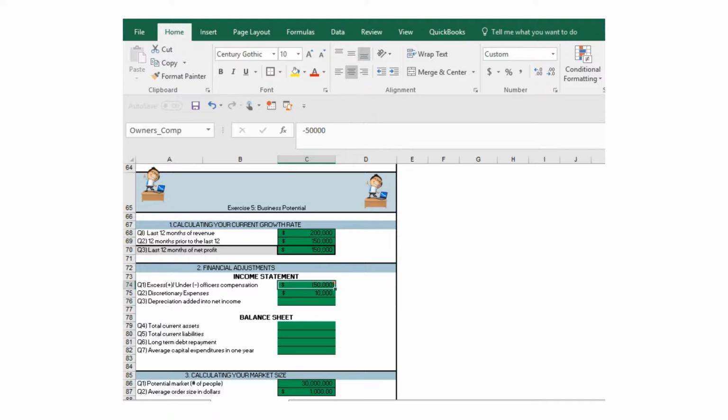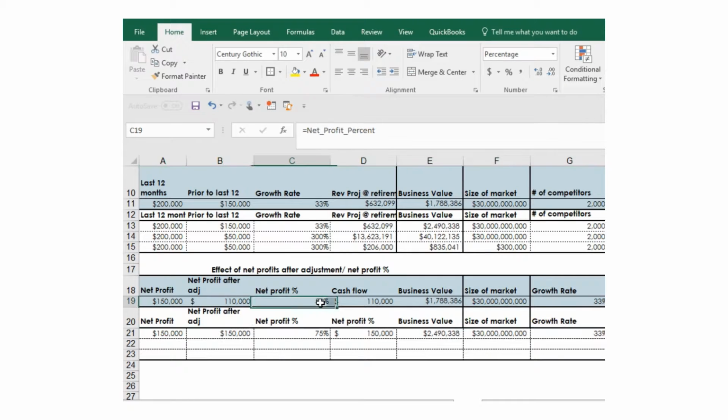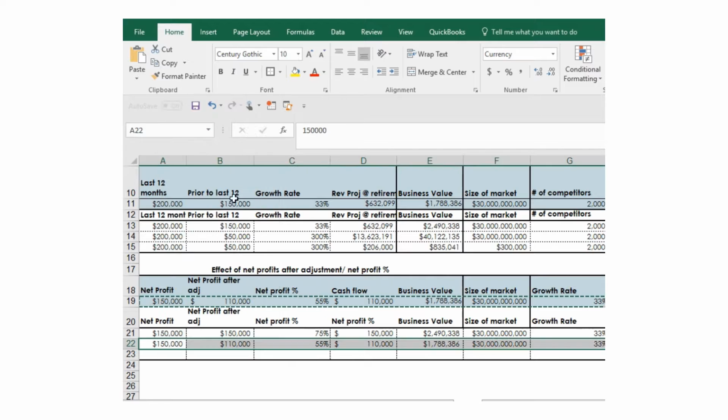So let's see what effect that has on our net profit. We see our net profit percent is now 55%. And at that point, our business value is $1,788,000. Copy that, and we paste that. And also we can see that that doesn't affect cash flow yet. So now let's look at the factors that affect cash flow.